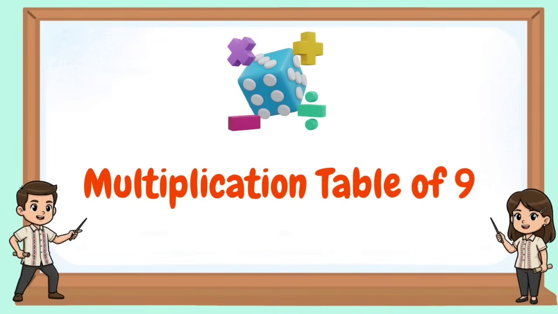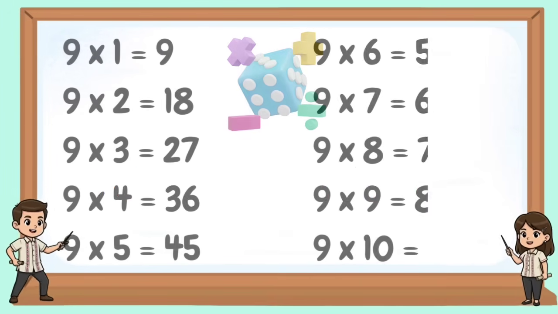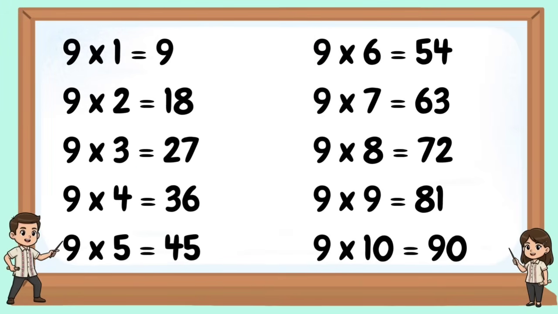Multiplication table of 9. 9 times 1 equals 9. 9 times 2 equals 18. 9 times 3 equals 27. 9 times 4 equals 36. 9 times 5 equals 45.